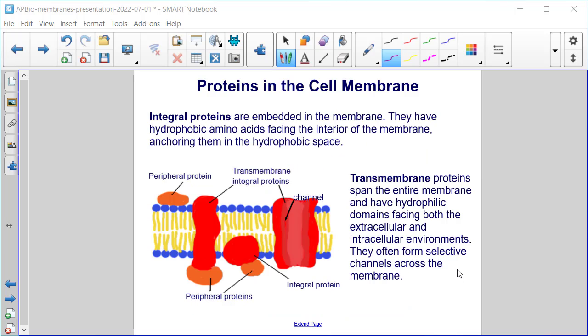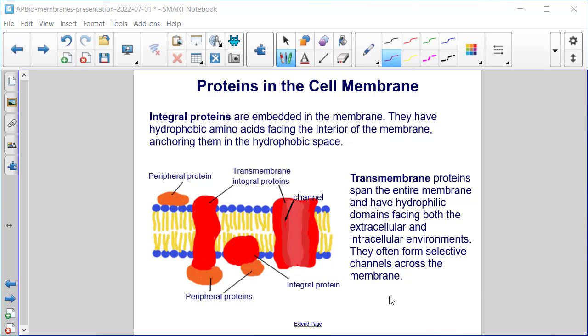Integral proteins are embedded in the membrane. So right here, this is embedded in the membrane. So are these two. Embedded in the membrane. They have hydrophobic amino acids facing the interior of the membrane, anchoring them in the hydrophobic space.